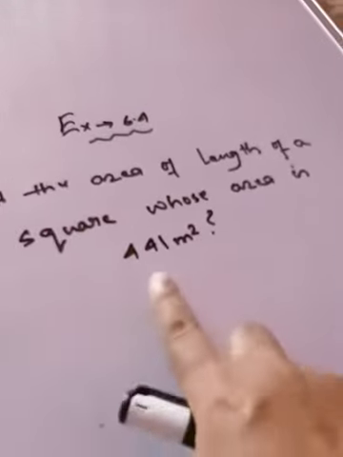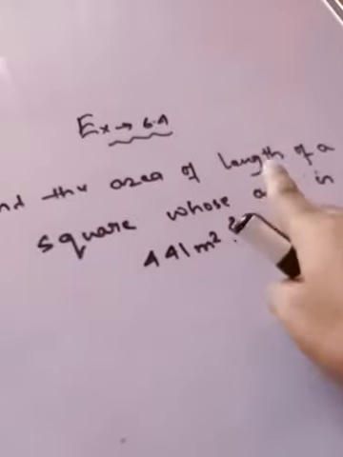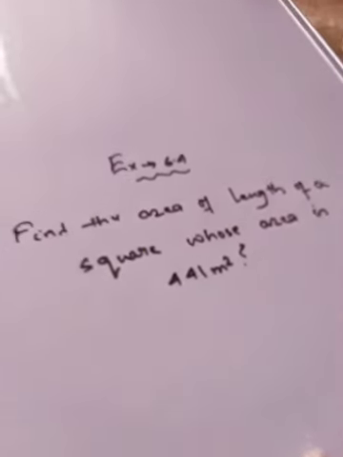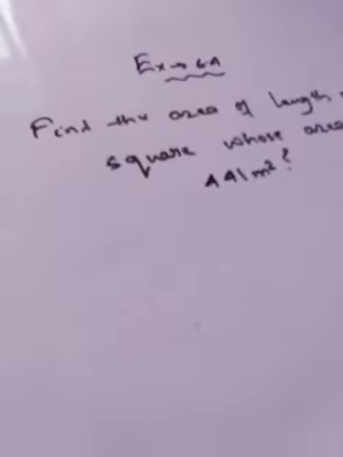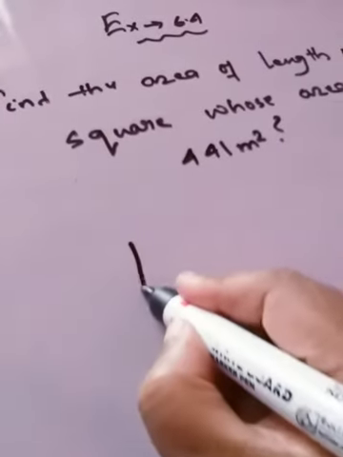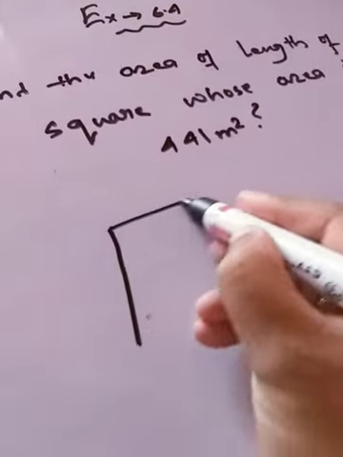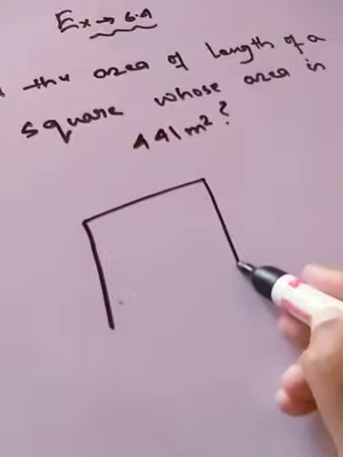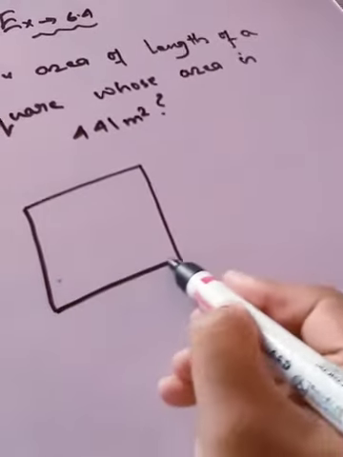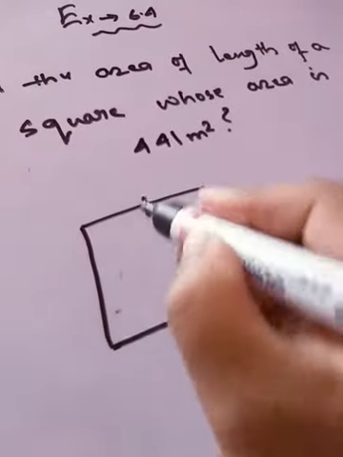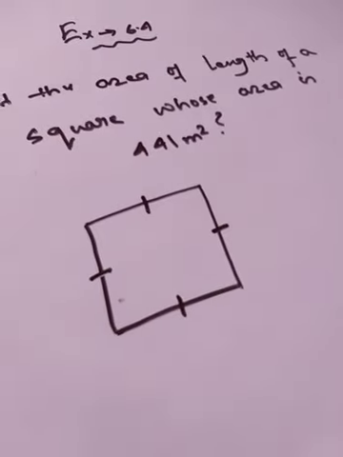That is, area is already given. You have to find the length of a square. That means you have to find the length of a side. So let's draw one square. So this is a square. So square is a figure whose all sides are equal. We know this, isn't it?